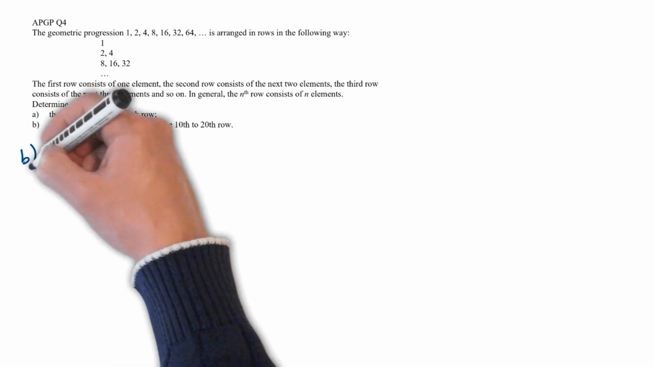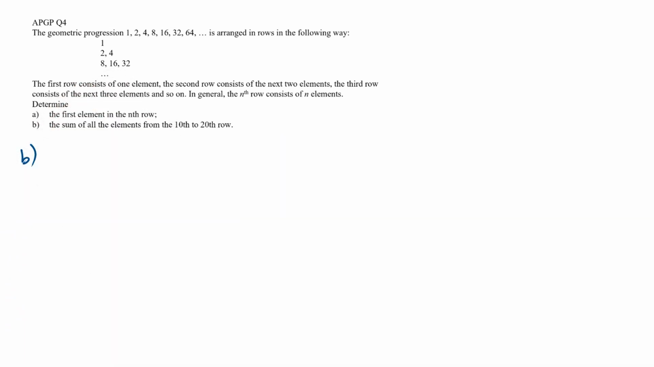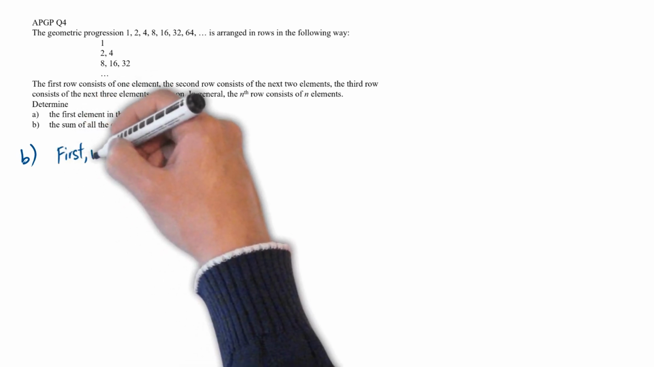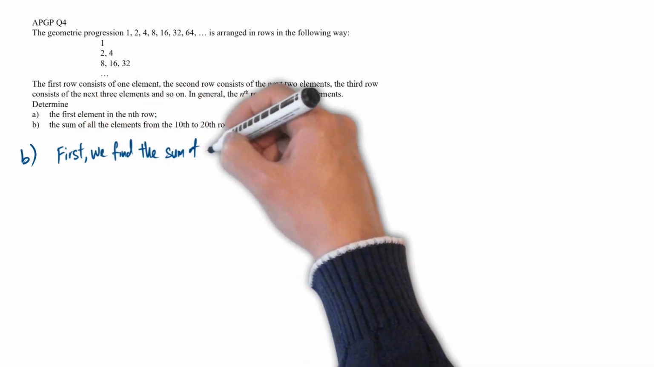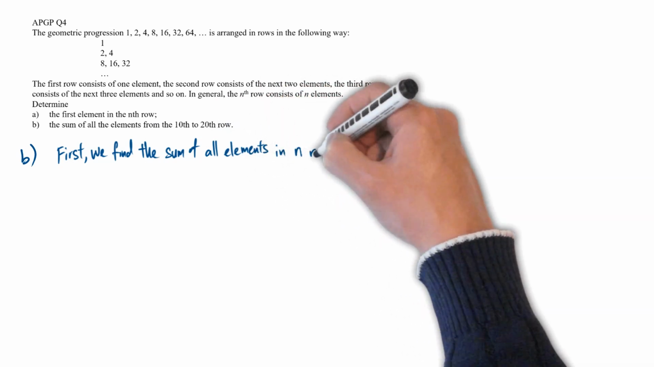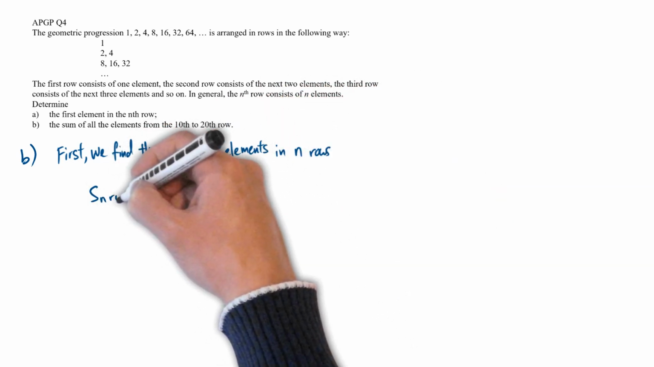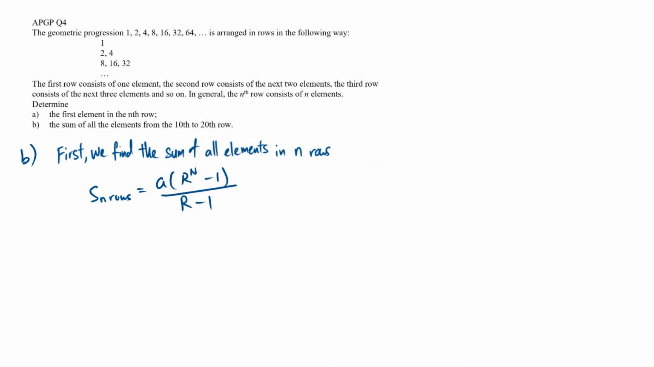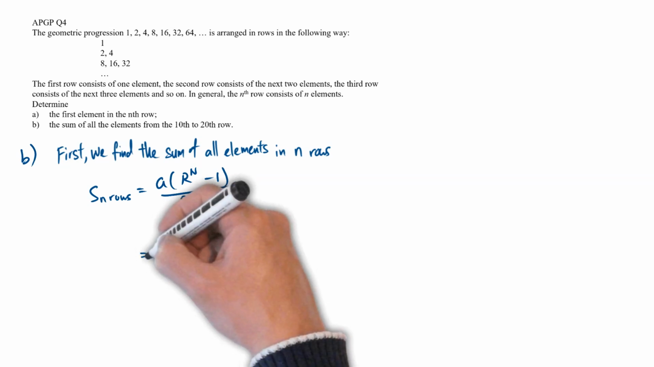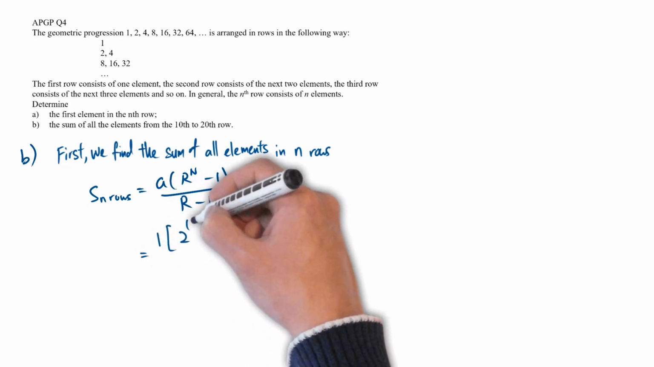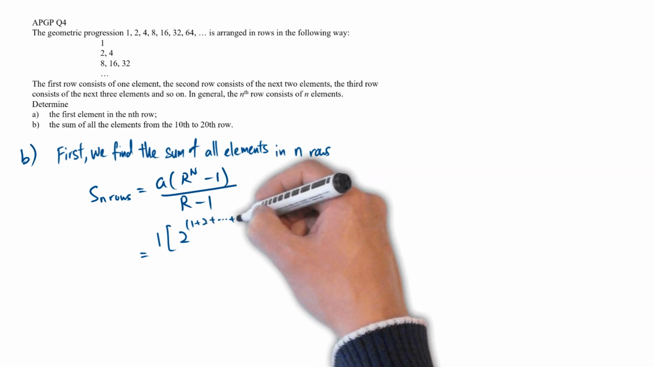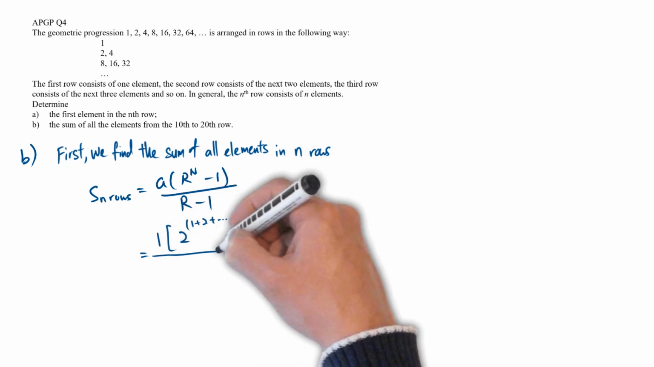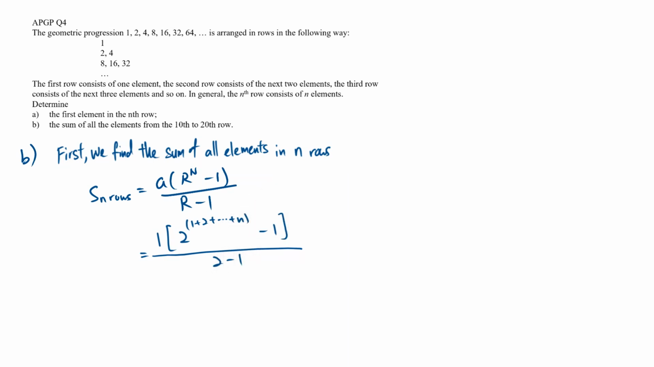In part B, we are asked to find the sum of all the elements from the 10th row to the 20th row. And thus, the first thing we need to do now is to find the sum of all the elements in the first n rows. The sum of all the terms in the first n rows can be found using the sum of a GP formula, A times R to the power of n minus 1 over R minus 1. We can then make appropriate substitutions where A is equal to 1, R is equal to 2, and n is equal to 1 plus 2 plus 3 all the way until n.